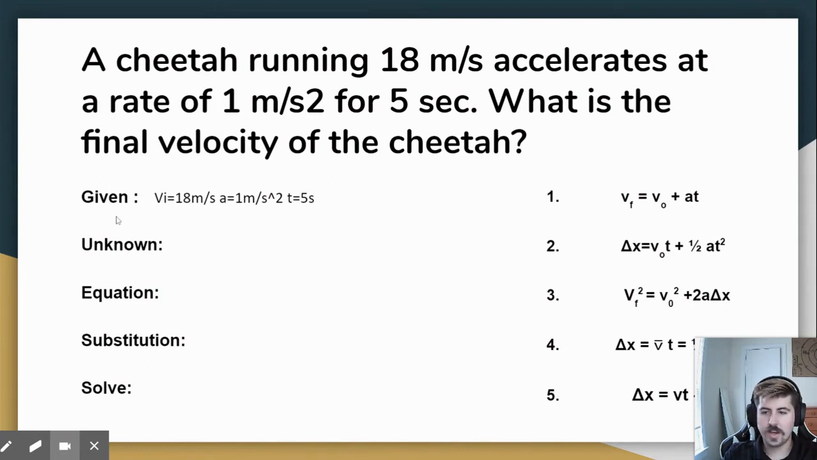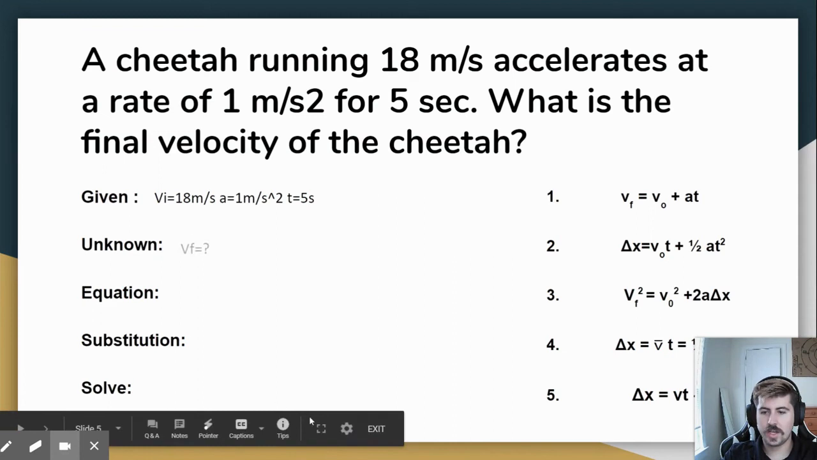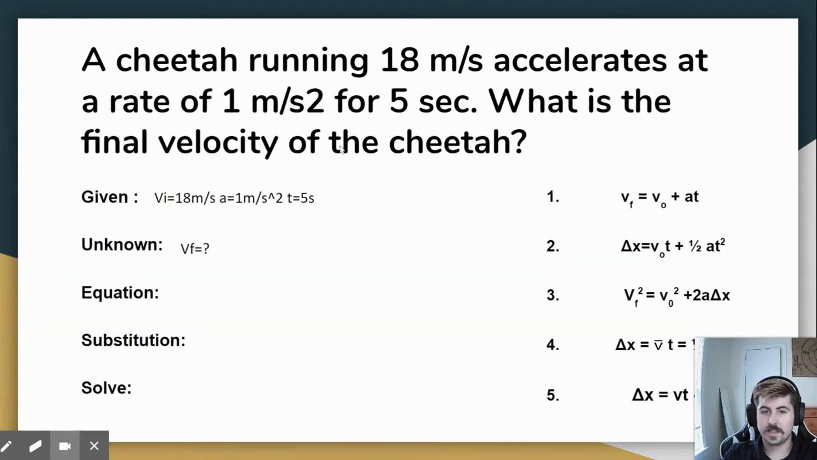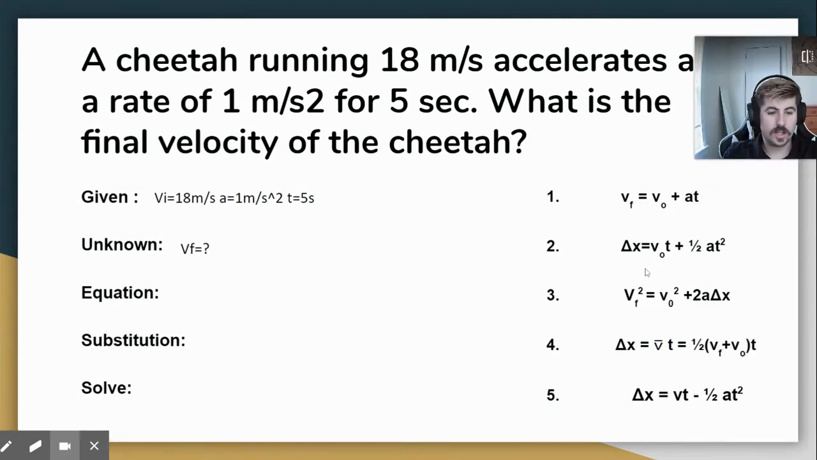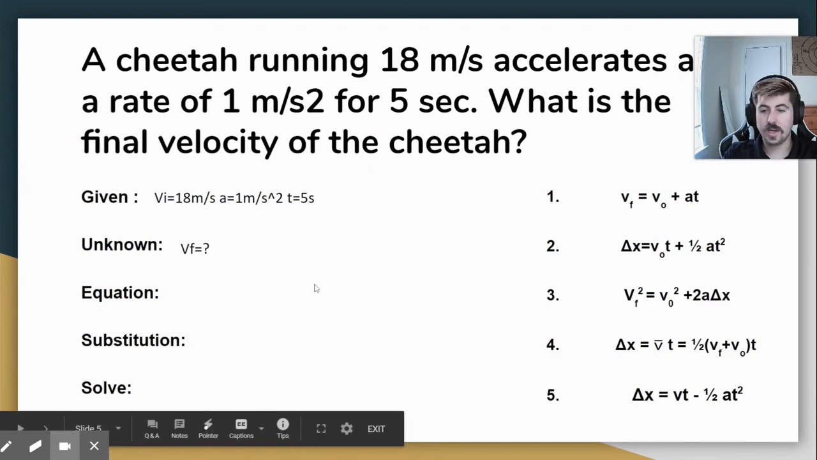So now that we have all of our givens, we need to figure out what the unknown is. We're looking for final velocity. It asks us what is the final velocity. So that's what we're looking for. So now that we have the givens and we have the unknown, we need to come over here and look at all of these equations. And we need to figure out which one of these equations has everything that we are given and what we're looking for. So I'd like to go in order.